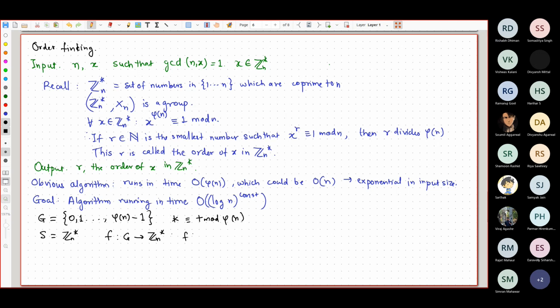F of what? R is equal to x to the r. Okay, let's not overload this R. R is the order of x in Zn star. So let's say f of y is x to the y modulo n. So x is this fixed number in Zn star. Y is some number in the set 0 through phi n minus 1, and Rishabh is defining f of y to be x to the power y modulo n.